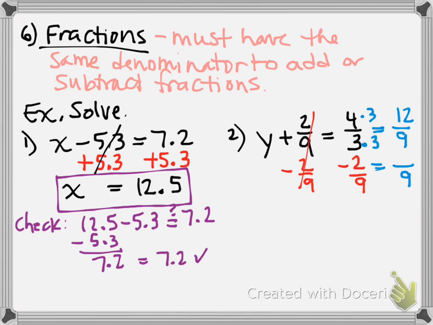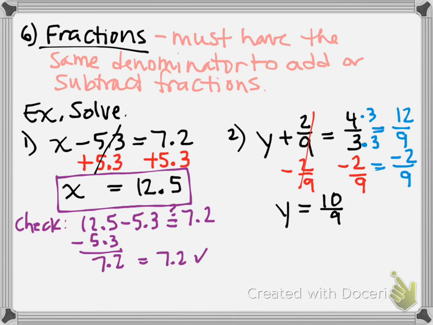Now what did I do to 9 on the bottom to get to 9? Times 1. Yeah, or we could say we didn't do anything to it. So we don't need to do anything to the 2. It stays at 2. And now we do our math. We get y equals 12 take away 2 is 10, and I get 10/9 as my answer.